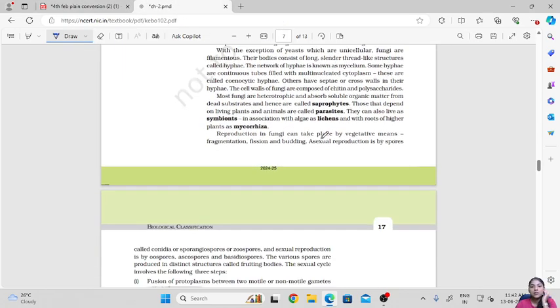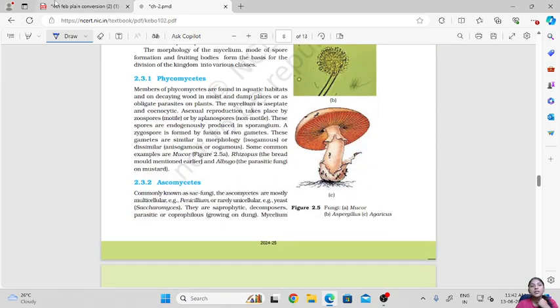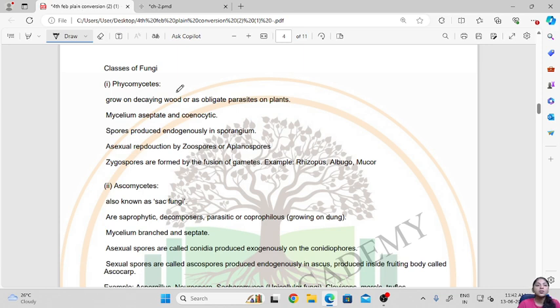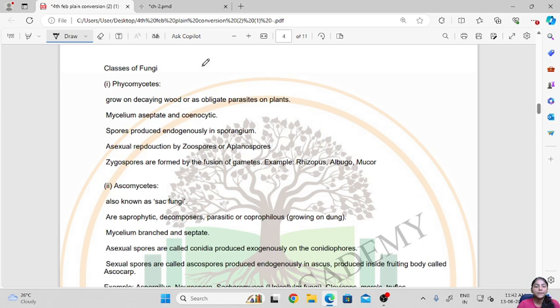So this is all. Then let us start with the classes of fungi. The first one is Phycomycetes. These Phycomycetes grow on decaying wood and are obligate parasites on plants. So they grow on decaying wood, that means they are saprophytic, or they act as obligate parasites on plants. So they could be saprophytic or parasitic.